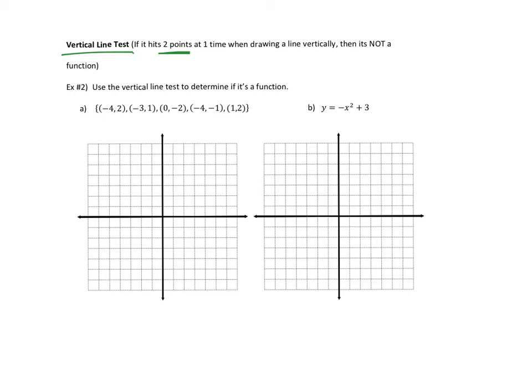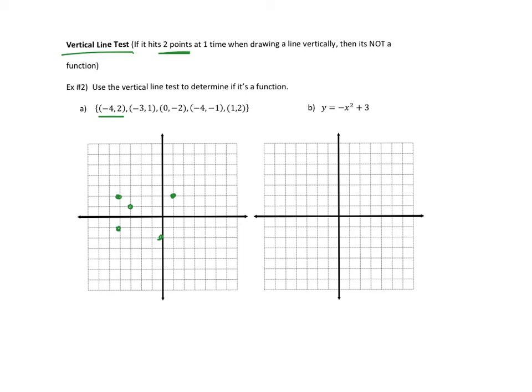So what you're going to do, and let's just show you right here. (-4, 2): 1, 2, 3, 4, 2 is right there. (-3, 1) is right there. (0, -2) is there. (-4, 1): 1, 2, 3, 4, -1 is there. And then (1, 2). Okay, so we have all these points, and they're asking, is it a function?